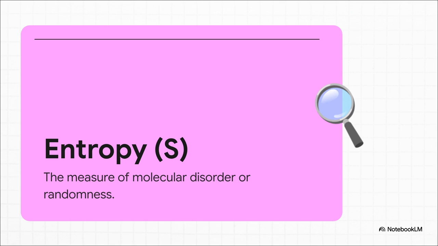Think about it like this. You have a brand new, perfectly ordered deck of cards that has low entropy. Now, throw that deck of cards up in the air. The scattered mess on the floor, that has way, way higher entropy. It's just a measure of disorder.